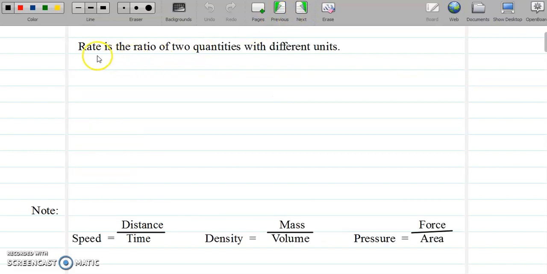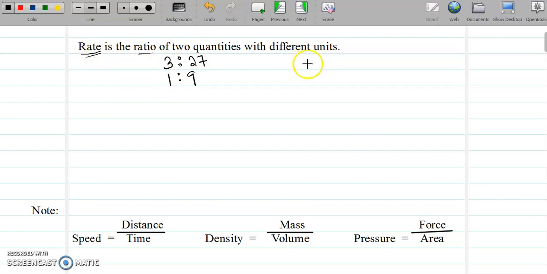Okay, now let's look at the rate. We say that a rate is the ratio of two quantities with different units. That's the ratio of two quantities. Now, if I have, for example, 3 is to 27, this is what we call a ratio. You see that a ratio has no unit. If I reduce this to the simplest form, divide this by 3, you have 1, divide this by 3, you have 9. So this is what we call a ratio.